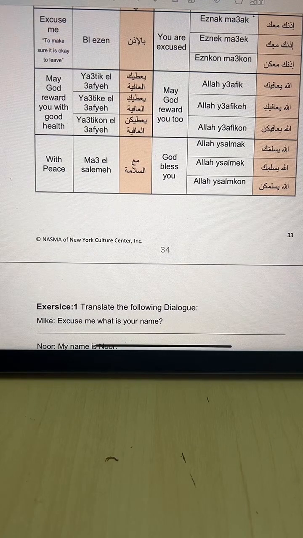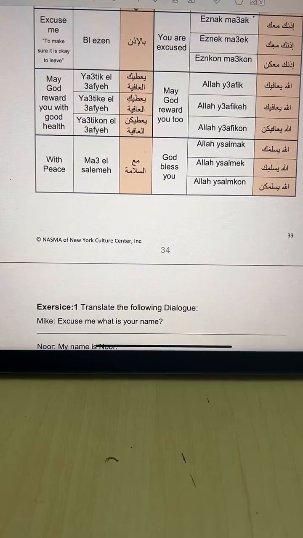The answer to يعطيك العافية would be الله يعافيك. God reward you too and make you healthy. For a female, the answer to يعطيك العافية would be الله يعافيك. For plural, the answer to يعطيكن العافية would be الله يعافيكن. And the last one is مع السلامة, the one that was mentioned in the chat by Liv.